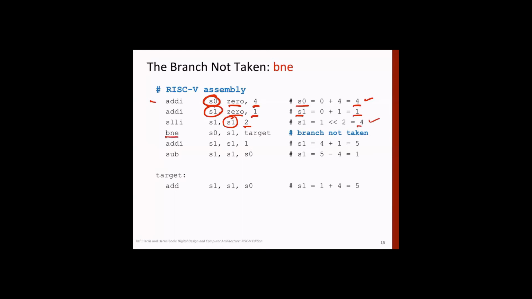Now, the statement is branch not equal to S0, S1, target. Now, of course, they are the same. S0, S1 same. So it means that the branch will not be taken. Okay, we will not take this branch. There will be no jump here. This condition is false. So it means that we continue to execute the statements here.